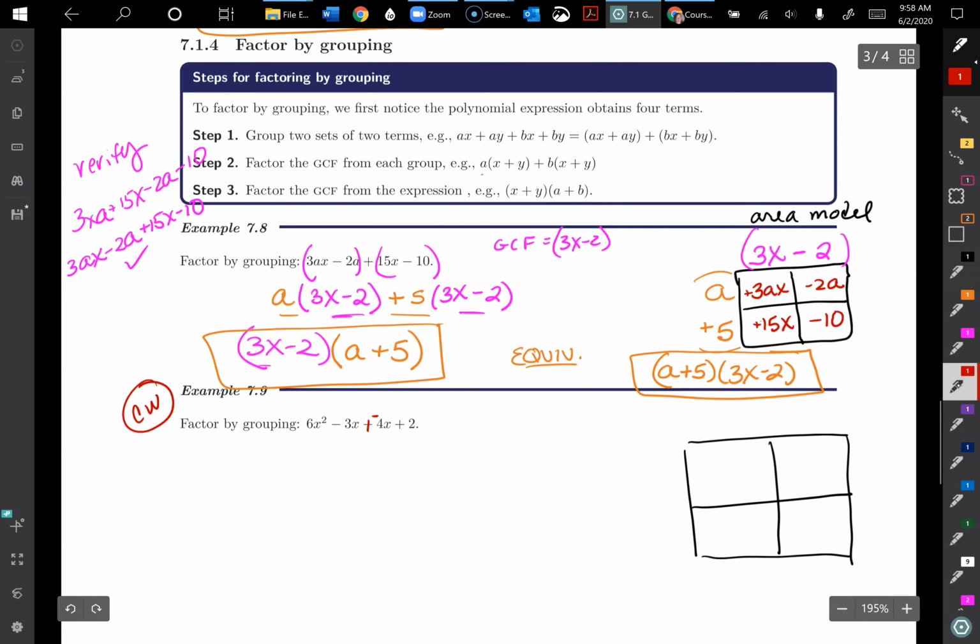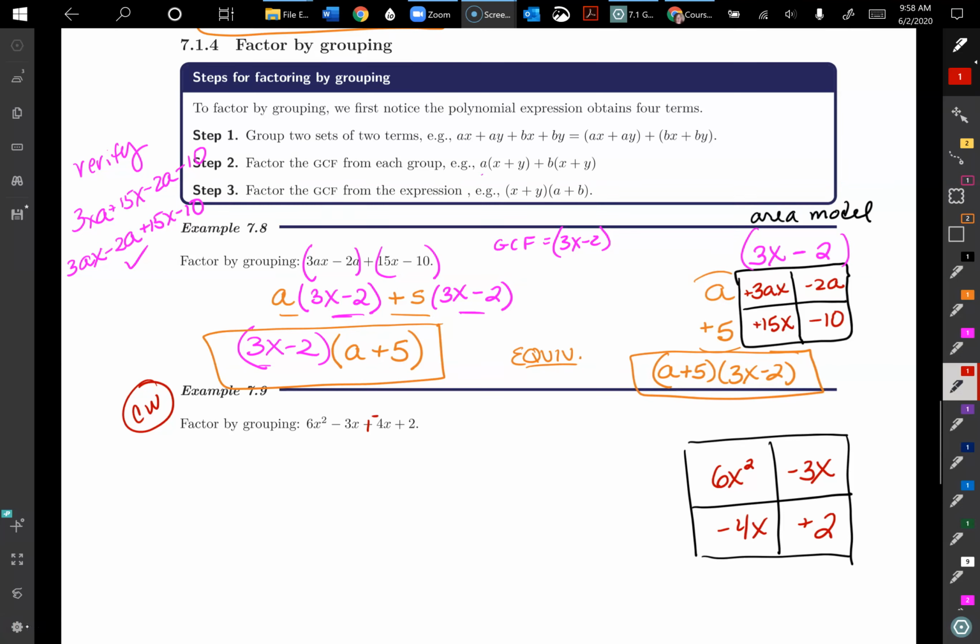You can also put it in the box, remember? If you're putting it all in the box, you would just write 6x squared minus 3x, and then again, that's a negative 4x, and then plus 2. I really find when you're first doing this, a lot of times the box is like a lifesaver for people. So go ahead and pause and try.